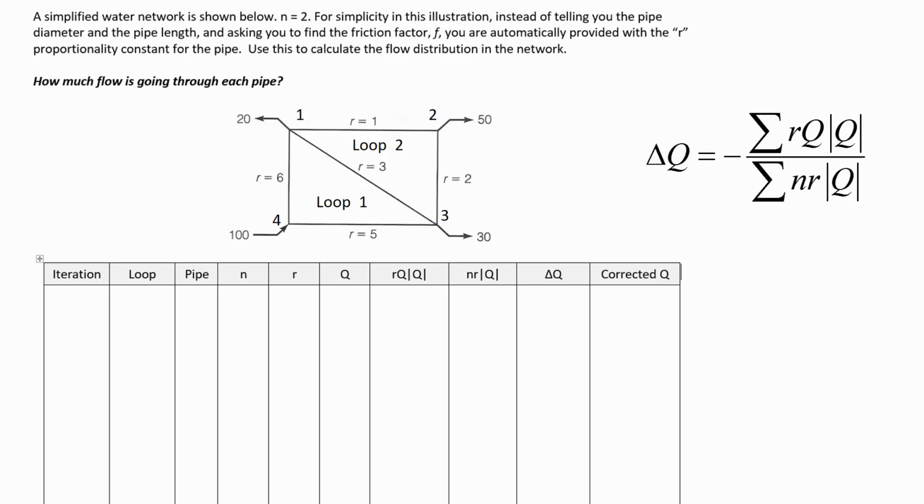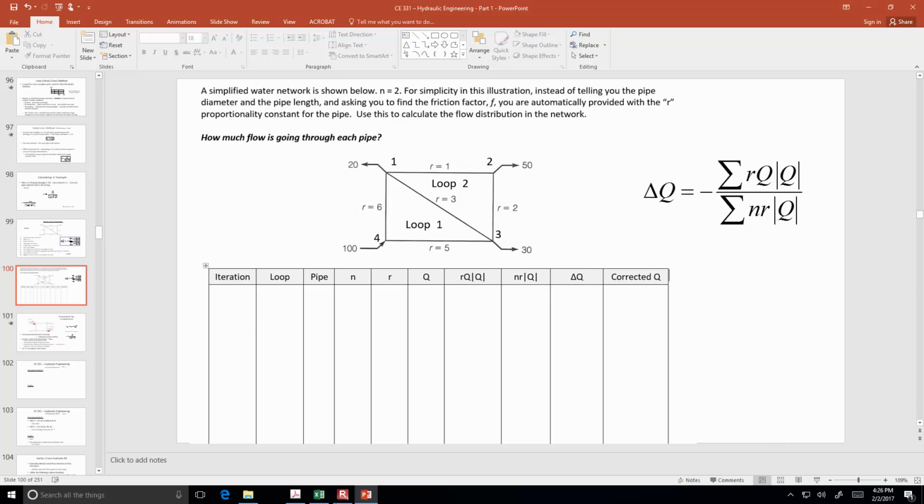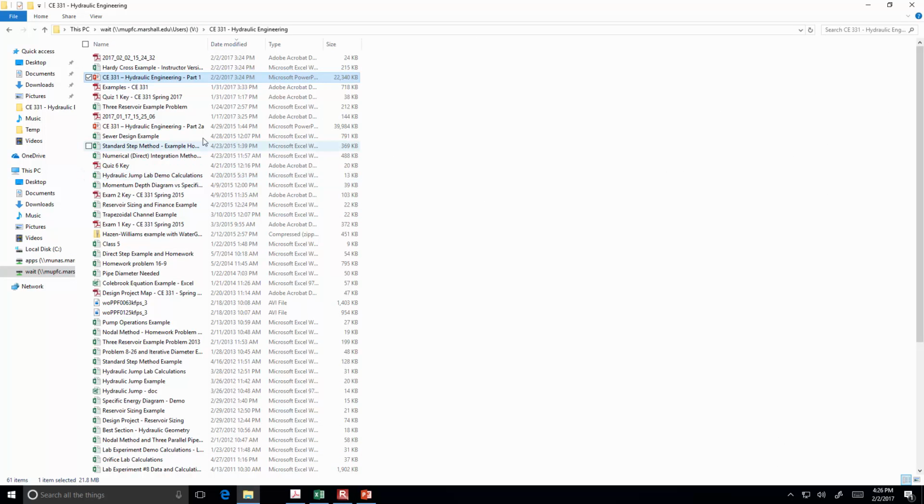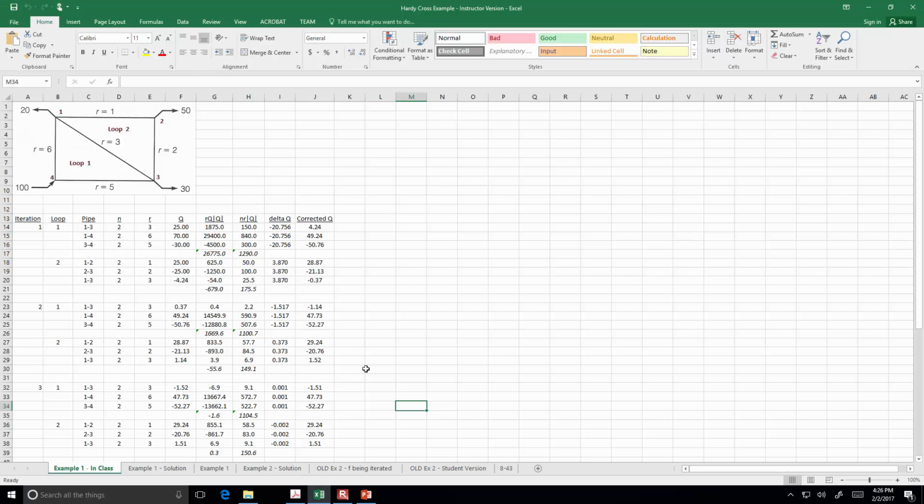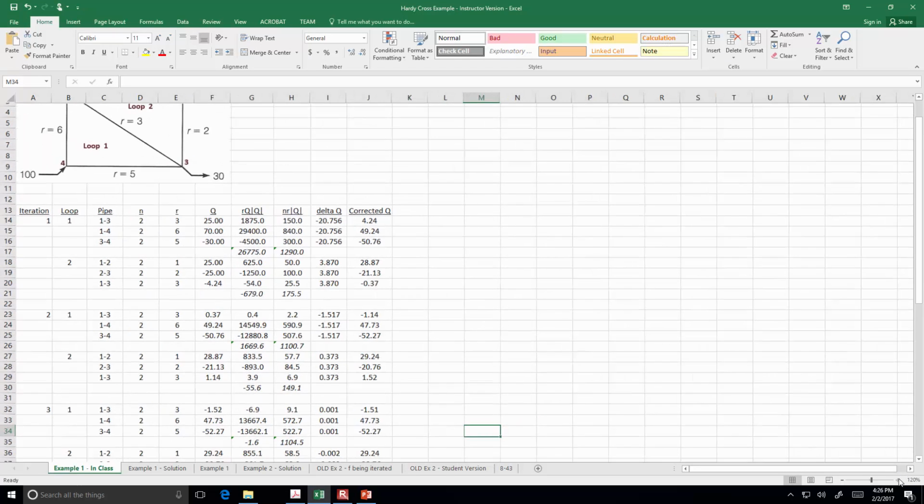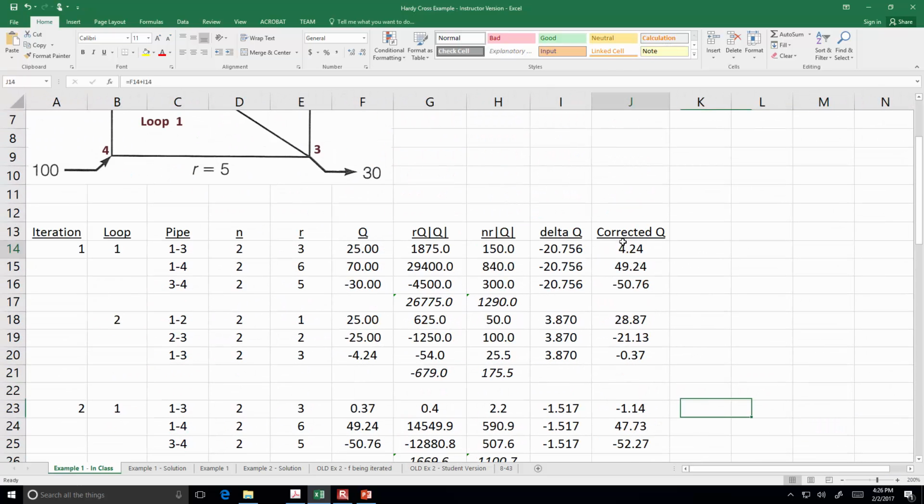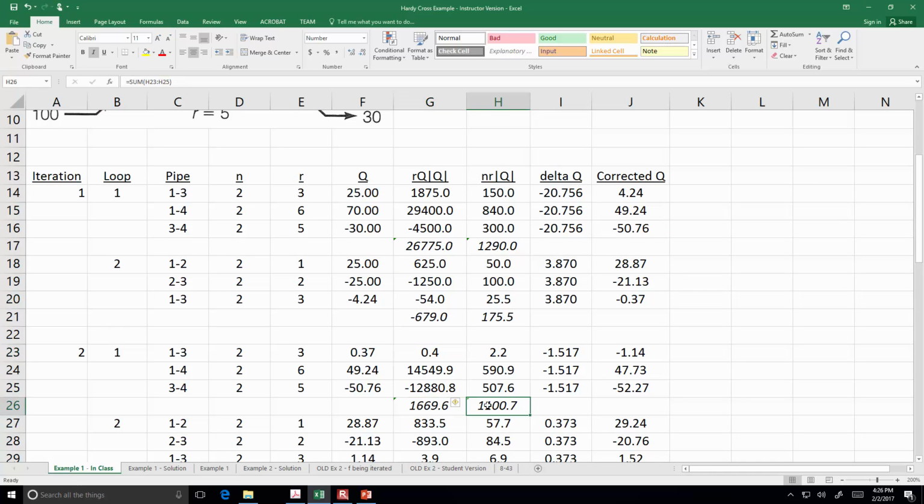Okay. So rather than doing RQ, rather than actually doing everything, I just want to show you what the solution to this is. So let me bring up the Excel version of this. Okay, so here's what we already knew. Here's the flow rates we already knew. Here's loop 2. All right. So here we've got the reverse of the flow rate from the opposite pipe. Here's the RQ, absolute value of Q's. Here's the sum. Here's my delta Q and the corrected Q.